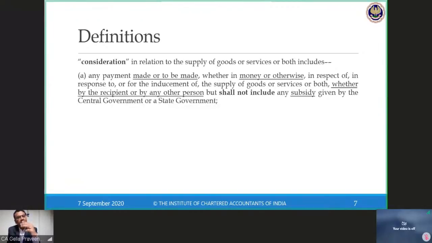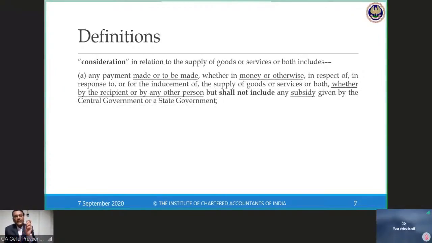Any payment made, it is an event which is completed. Payment to be made, is it a future event which is likely to happen? When I say payment made or to be made, can I call payment made a cash transaction, and payment to be made a credit transaction? Answer that. Any payment made or to be made, payment made or agreed to be made. So I am going to fix something called payment. My consideration includes the payment where money was received or money is yet to be received.